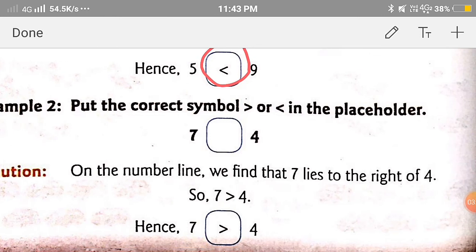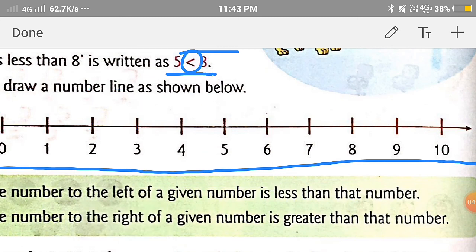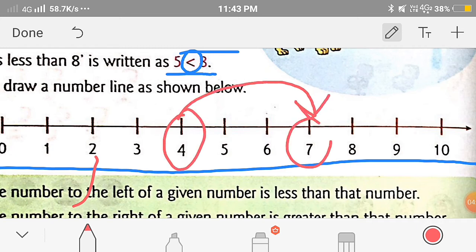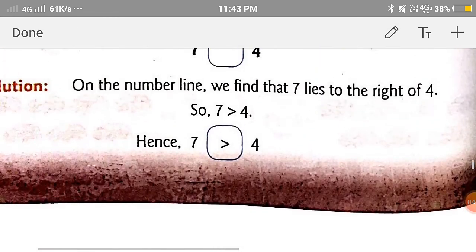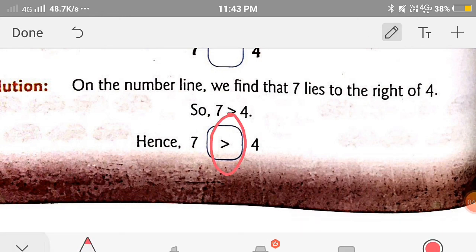7 and 4. We see that 7 lies to the right of 4. Now let's see. 7, it is to the right side of 4. As you can see, 4 is here and 7 is here. It is to the right side of 4. So it is greater than 4. So we have put symbol of greater than.